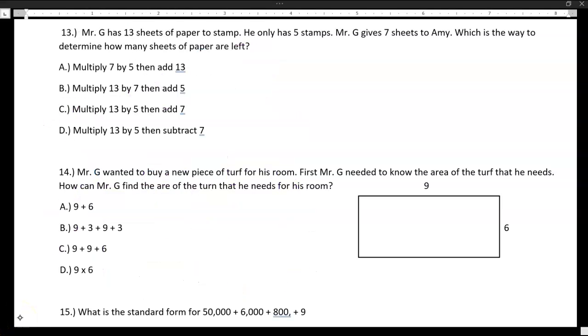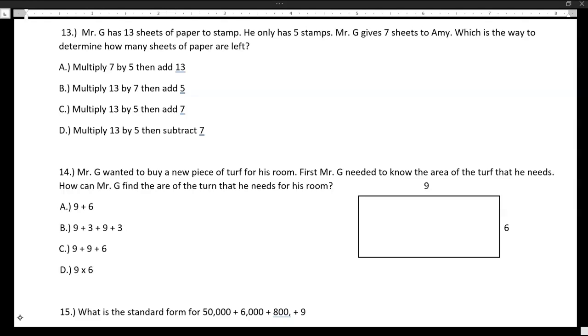All right, number 13. Word problem, yes? What should we be using? Soak it up, read the problem. Mr. G has 13 sheets of paper to stamp. He only has 5 stamps. Mr. G gives 7 sheets to Amy. Which is the way to determine how many sheets of paper are left?